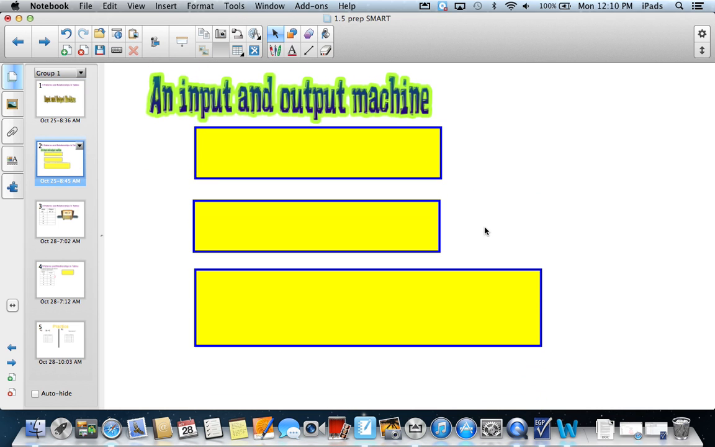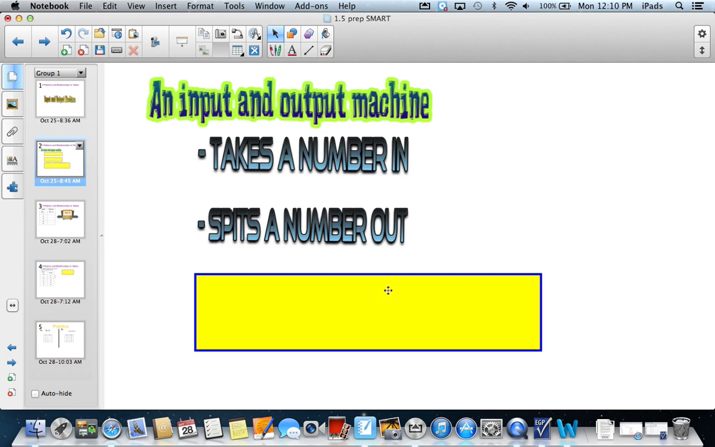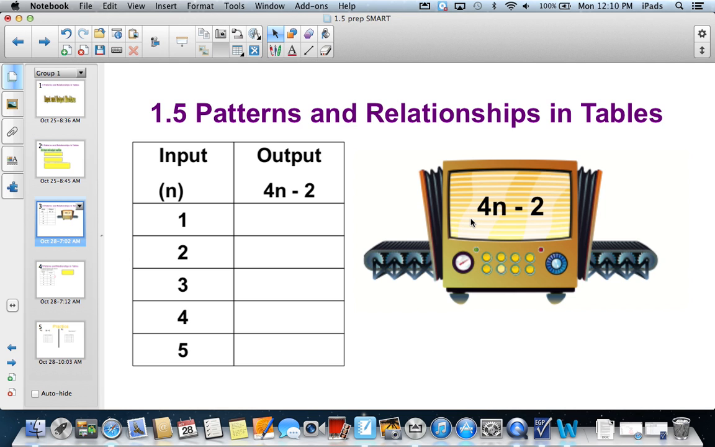An input and an output machine takes a number in, and then it spits a number out, and it uses an expression to do that. You did them in grade 6 in math, so we're going to do a quick refresher here. In this case, the expression is 4n minus 2. The input is the number that is being substituted for n, and 4n minus 2 is what is happening to the number in the input-output machine. The output is what has happened to the number that went in.